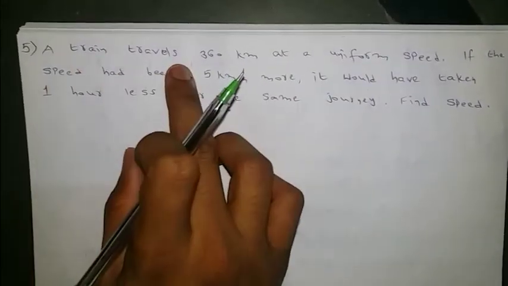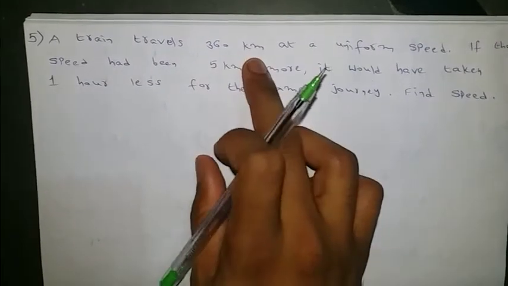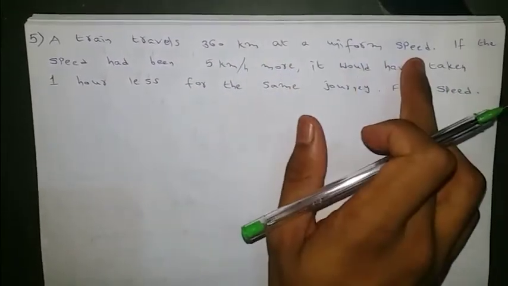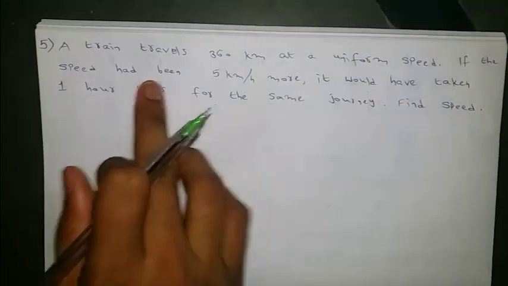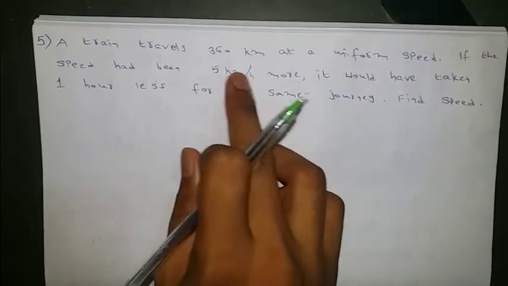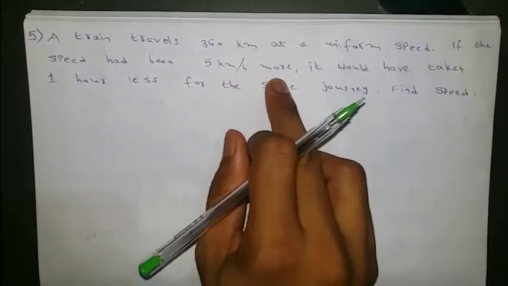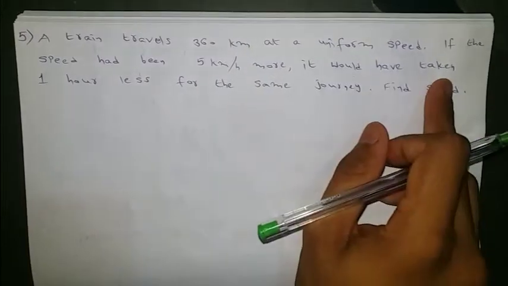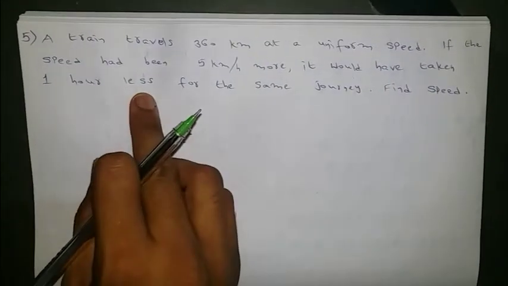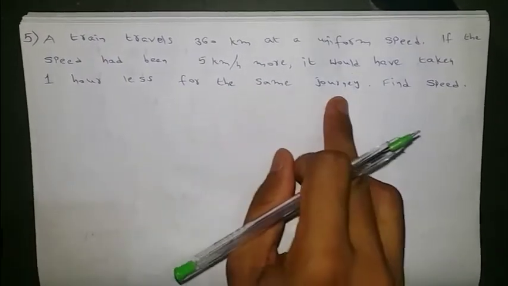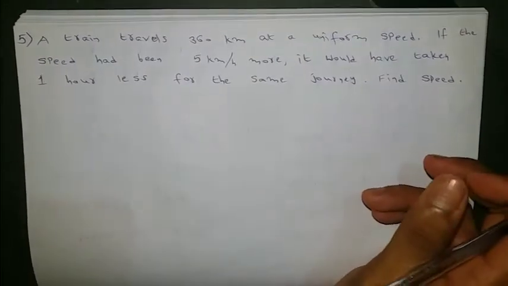Okay, let's look at one more question. A train travels 360 kilometers at a uniform speed. If the speed had been 5 kilometers per hour more, it would have taken 1 hour less for the same journey. Then find the speed.